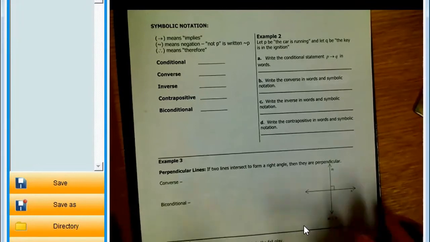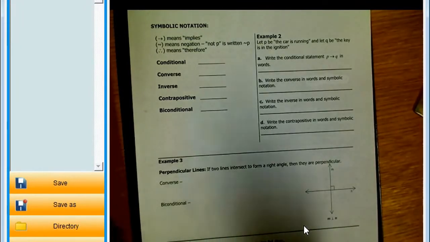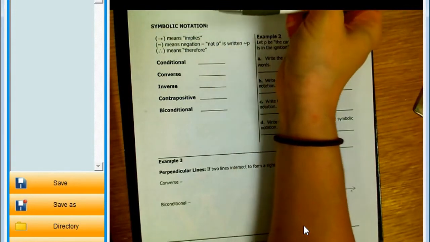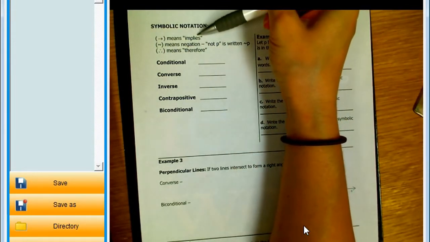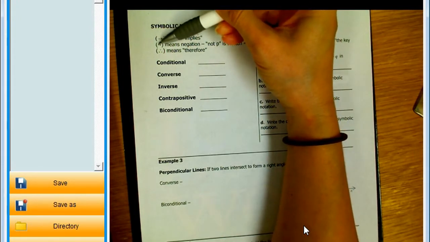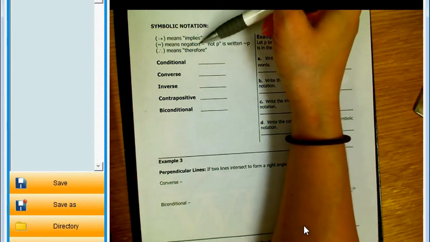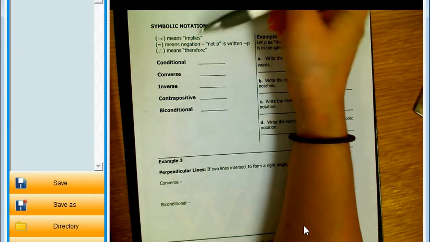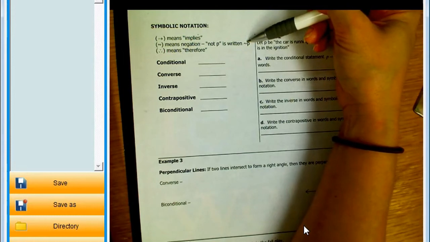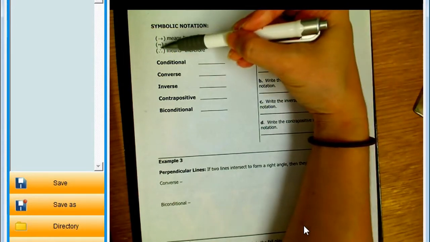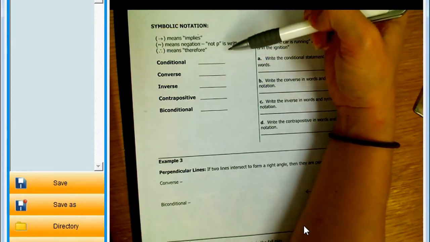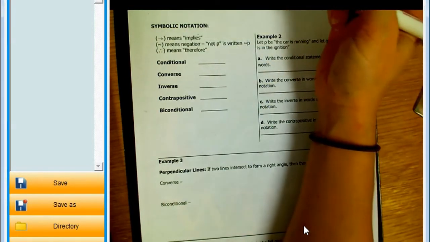All right, let's look at some symbols. We know we like symbols in math. Our first symbol, we have an arrow pointing to the right. We would read this as implies. The tilde or the squiggle would mean negation. So when we see this symbol, we say not P. And it's written like this. The 3 points that form a triangle means therefore. So when we see this symbol, we're going to read therefore.